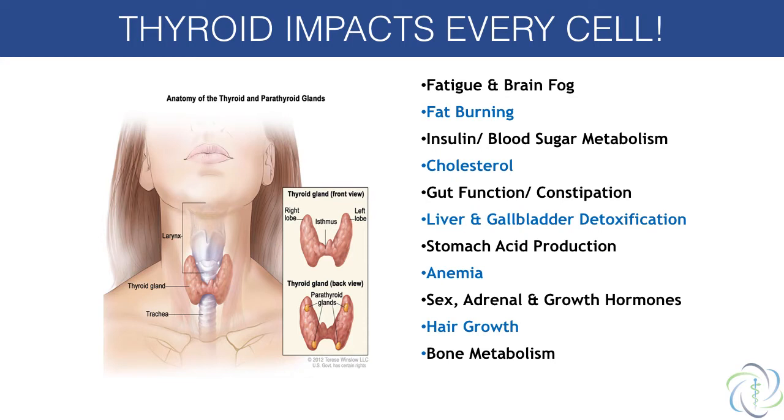Cholesterol numbers are also impacted. How well the gut moves, constipation, is related to low thyroid function. The gallbladder will even get sluggish and lead to a higher chance of having problems with gallstones. The stomach acid production can be impacted. Everything from anemia to hair growth can be impacted. Every other hormone in the body can be affected because all hormones interact with one another.